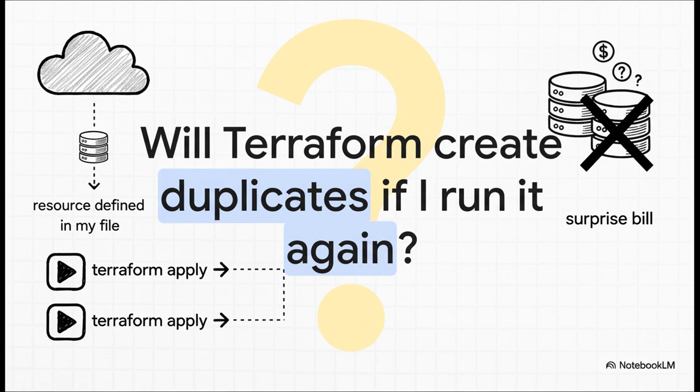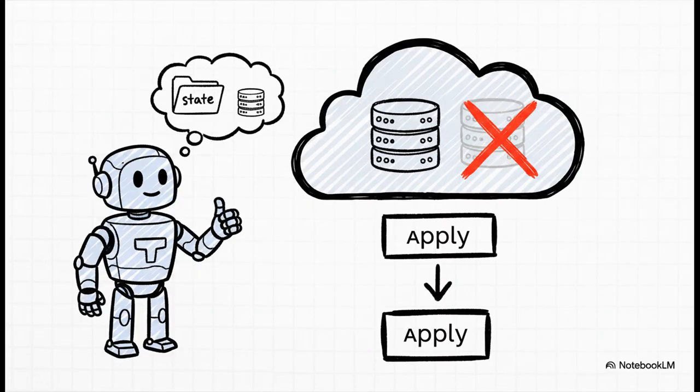Okay, here's the other big fear. People think, if I have a resource for a server in my file, and I run Terraform apply, and then I run it again, am I going to get a second server and a surprise bill? It's a totally valid question. And thankfully, the answer is, again, a big reassuring no. This is where the magic of Terraform comes in. It keeps this special file called a state file. You can think of it as Terraform's memory. It remembers that it already built that server for you. So if you run the command again, it just checks its memory, looks at the cloud, and asks, does anything need to be updated? It won't just blindly create duplicates.